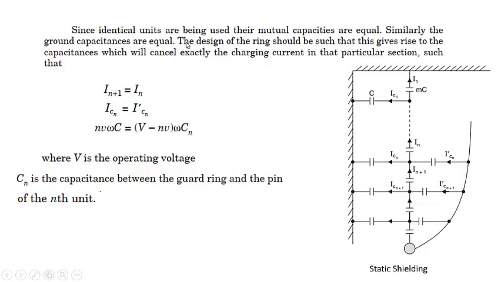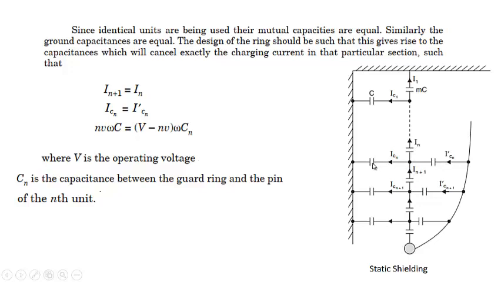Since identical units are being used, their capacities are equal. Similarly, the ground capacitances are equal. This C will also be equal. The design of the ring should be such that it gives rise to a capacitance which will cancel exactly the charging current in a particular section, such that for every unit In plus 1 should be equal to In when these currents are equal. That means this is equal to this, and ICN will be equal to ICN dash.